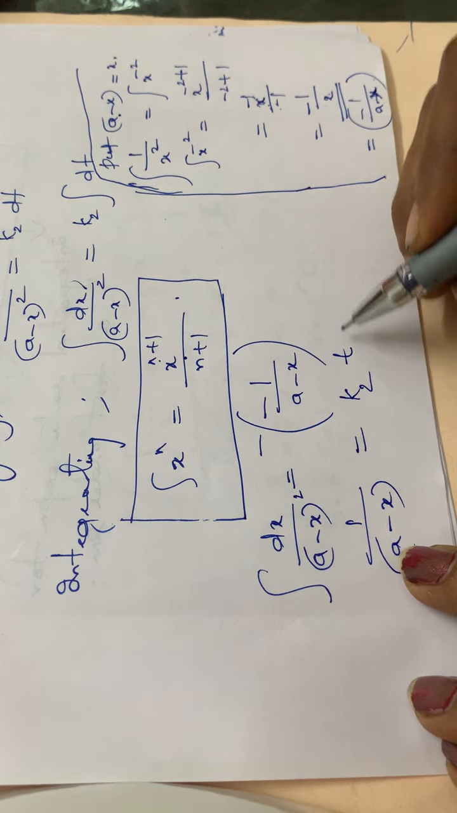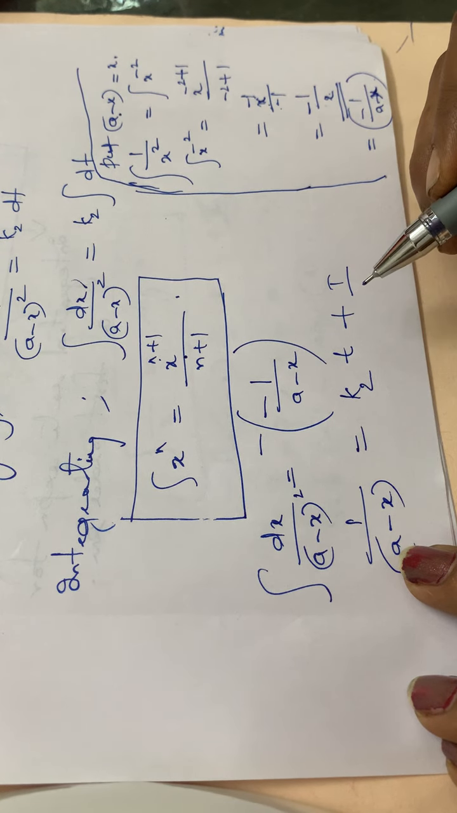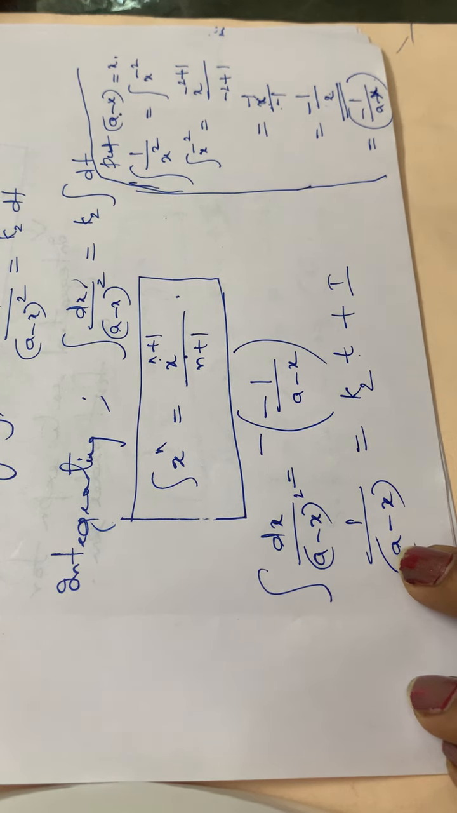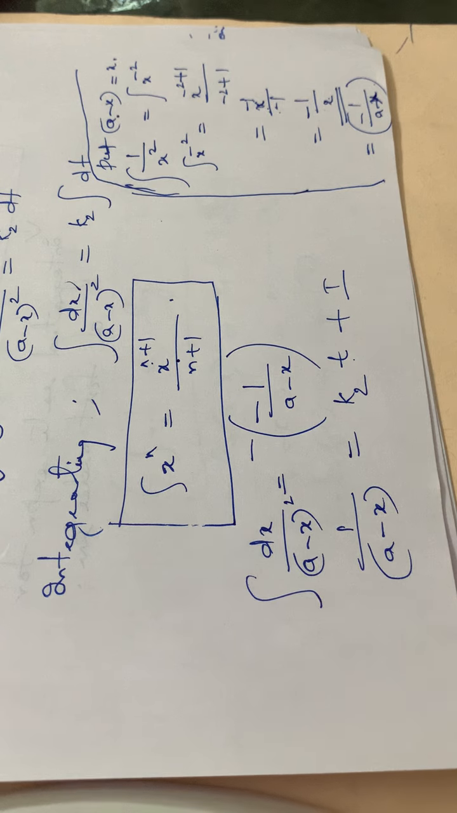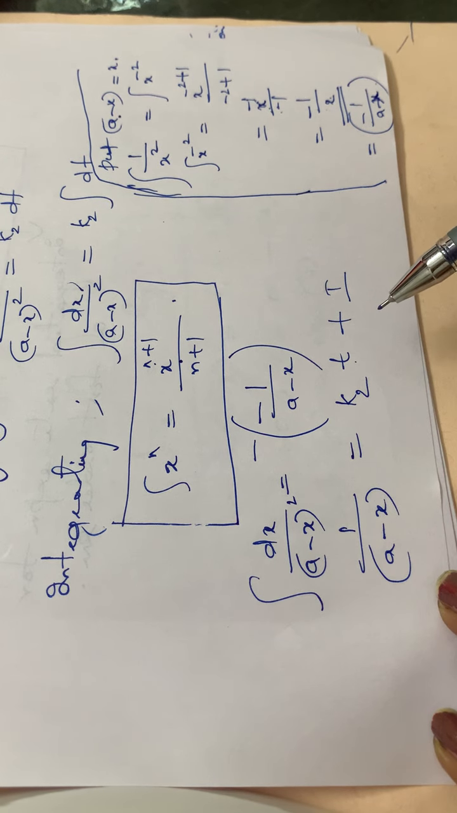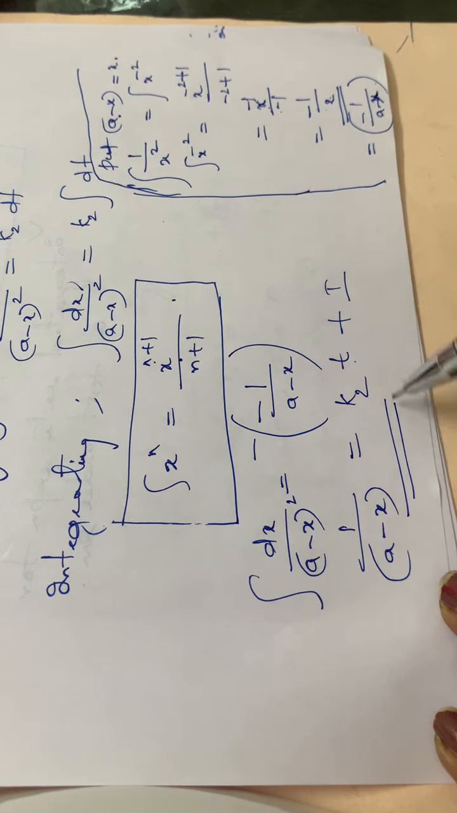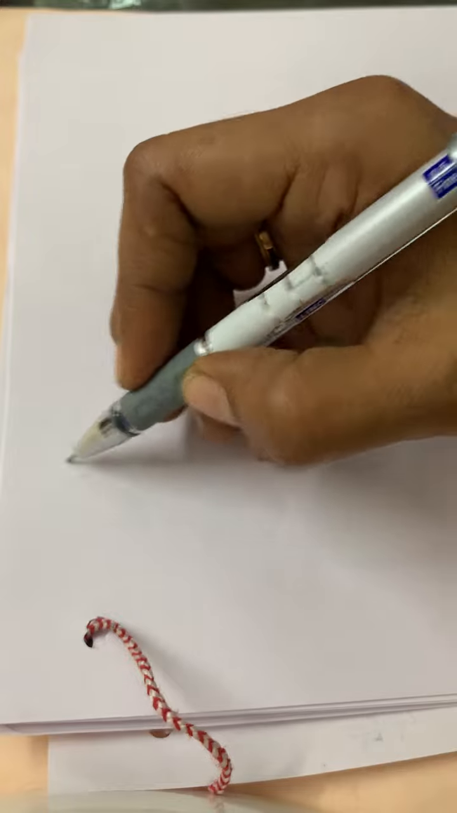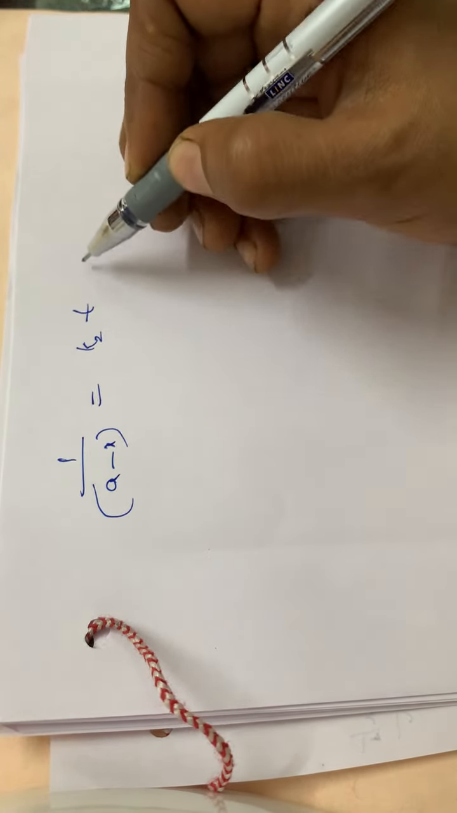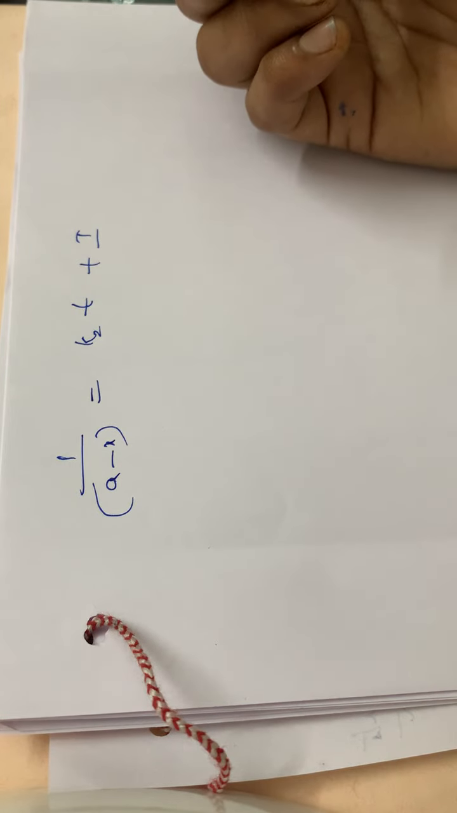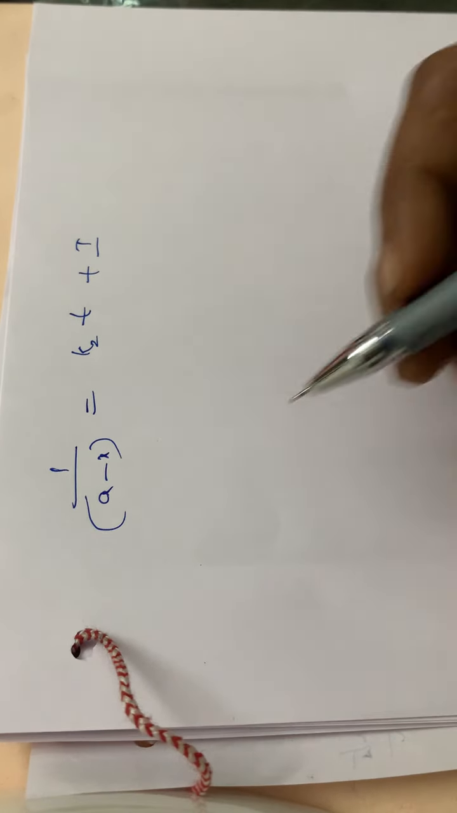What is the integral of dt? It is t plus I. The integral of dt is t plus a constant of integration, since we are not putting any limits. If we are not putting any limits, you have to put the constant of integration, I or c. Clear? So I will write the equation once again: 1 by (A minus X) is equal to K2 into t plus I. Then what about the next step?